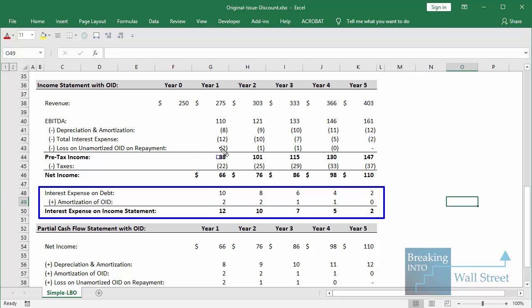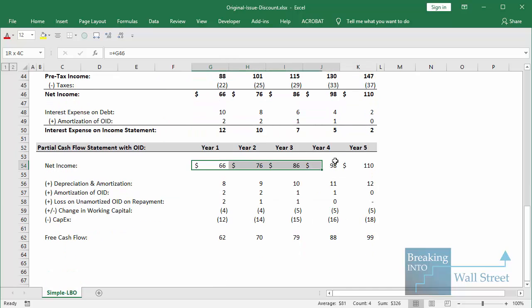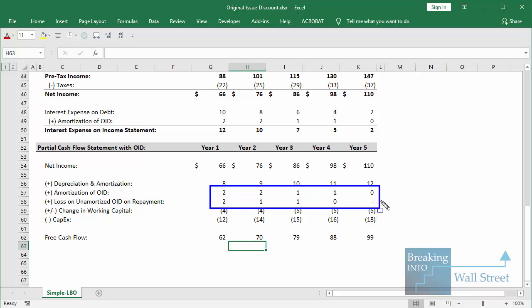Both those count as interest expense, so the interest expense here goes from 12 to 2 over time. But then we also have this accelerated component, the loss on unamortized OID upon repayment, contributing there as well. Then on the cash flow statement, our net income is lower, and we add back both of these components, the normal amortization of OID and then the accelerated component that comes about as a direct result of the debt principal repayments here.